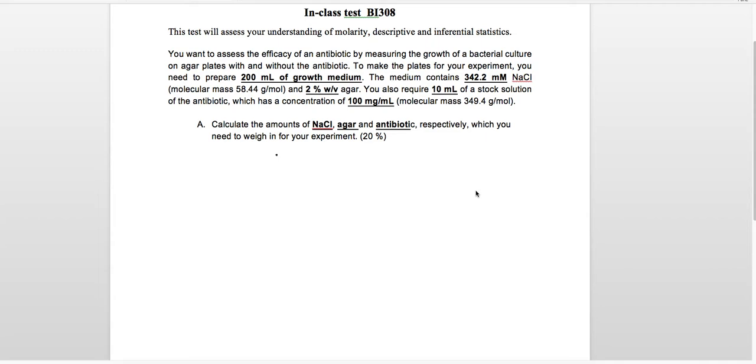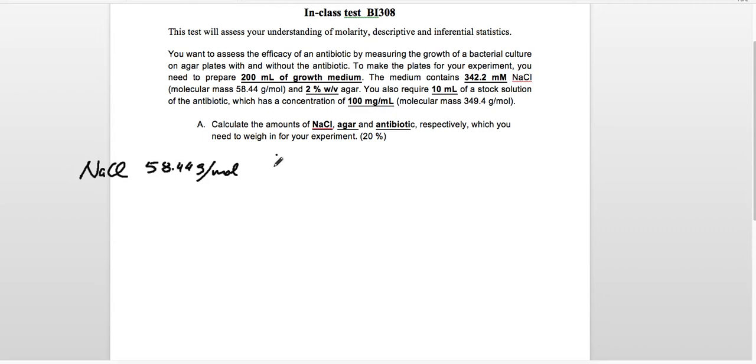Okay, so for this first question, we were supposed to weigh in a few compounds to make up a solution. And let's go for the sodium chloride first. So we have the sodium chloride, which has a molecular mass of 58.44 grams per mole.